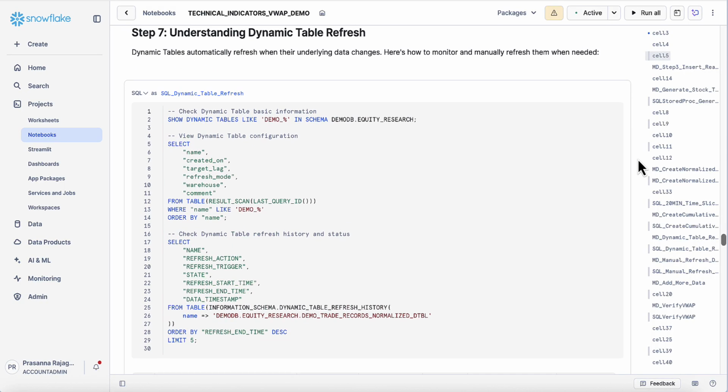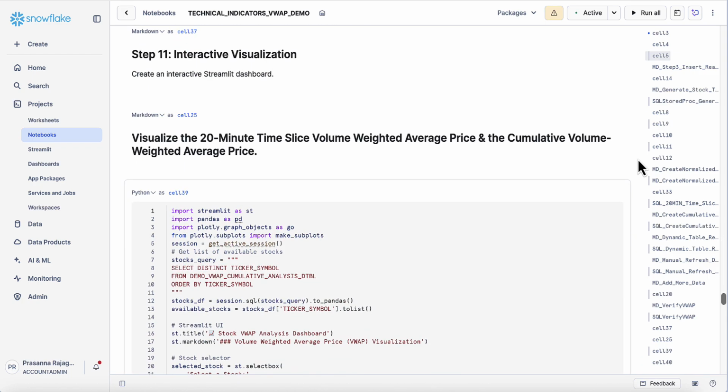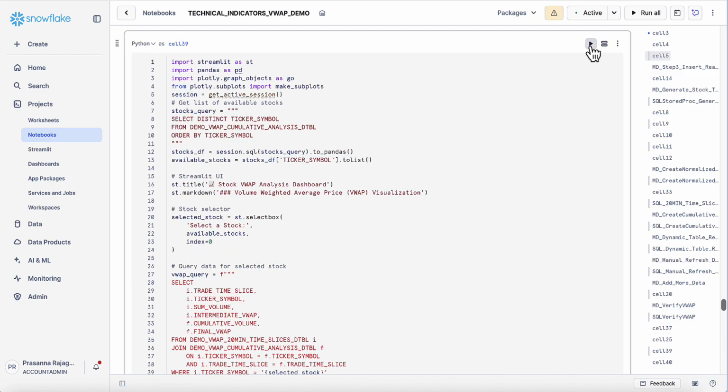Snowflake also makes it incredibly easy to manage this pipeline. We can instantly check the data freshness and refresh history to ensure our historical data set is accurate and ready for analysis. Now that our automated engine has prepared the historical data, we can move to the most important step, analysis. Using a Streamlit dashboard built directly inside this notebook, a portfolio manager can now interact with years of data.